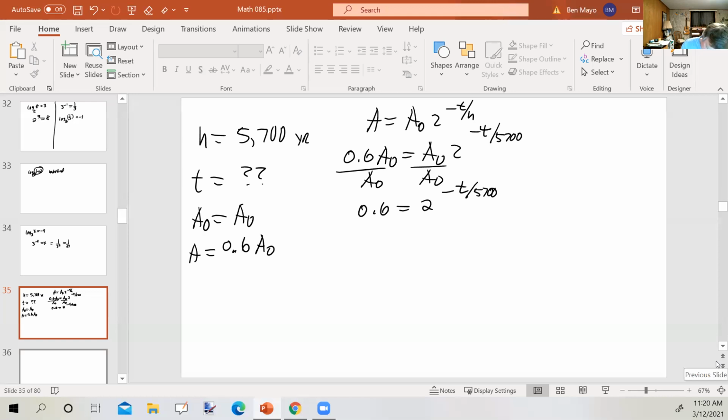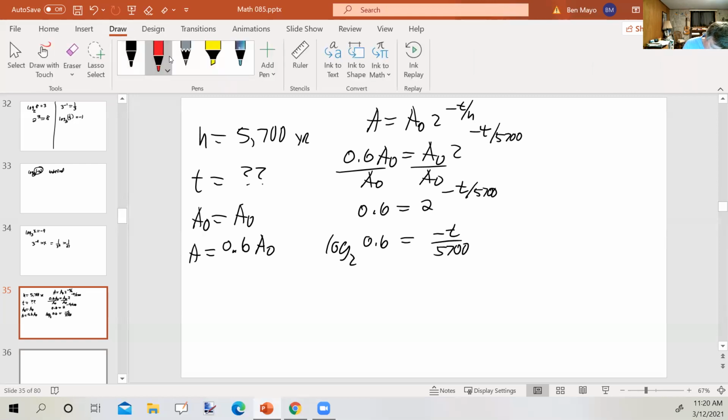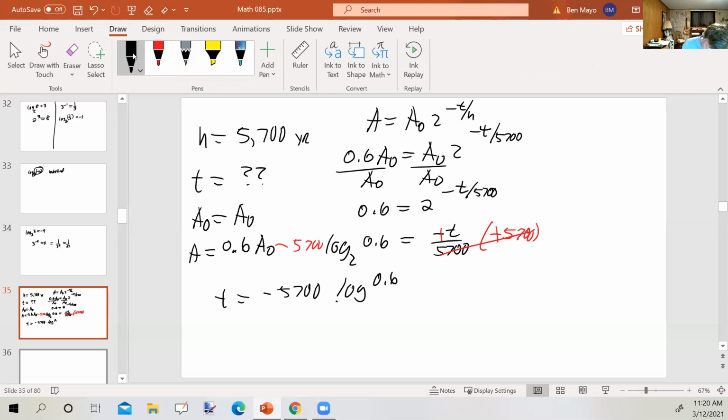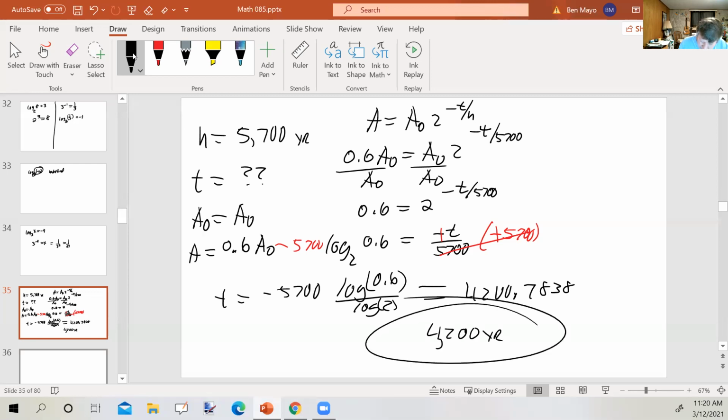I'm going to change that into a logarithmic equation. Log base 2 of 0.6 equals -t over 5,700. I'm going to multiply both sides by -5,700. That gets rid of the 5,700 and the double negative becomes positive. So now we've got t equals -5,700 log of 0.6 over log of 2. I'm using the change of base formula in there. On my calculator, -5,700 log of 0.6, close it up, divided by log of 2, close it up, 4,200.783, etc. It said round to the nearest 100 years, so that would be 4,200 years. And with that, we're out of time.